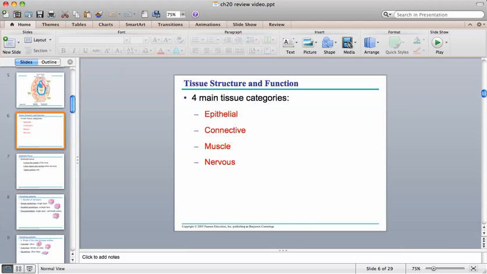There are 4 major tissue categories in any body, any organism. There are 4 major tissues. That's it. Your whole entire body, 4 tissues. Now, of course, there are many subcategories of these tissues, but we're mostly going to look at epithelial and connective tissue more in depth, not getting too much into muscle or nerve tissue in this chapter.